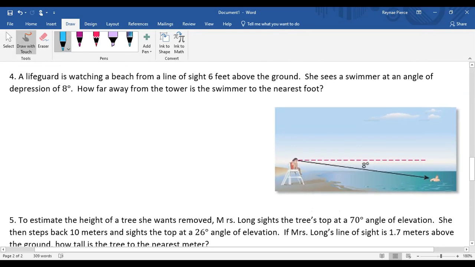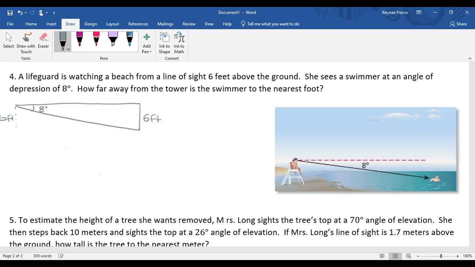We've got a lifeguard watching a beach from a line of sight 6 feet above the ground. So I'm just going to redraw this. That line of sight 6 feet above the ground. She sees a swimmer at an angle of depression of 8 degrees. How far away from the tower is the swimmer?